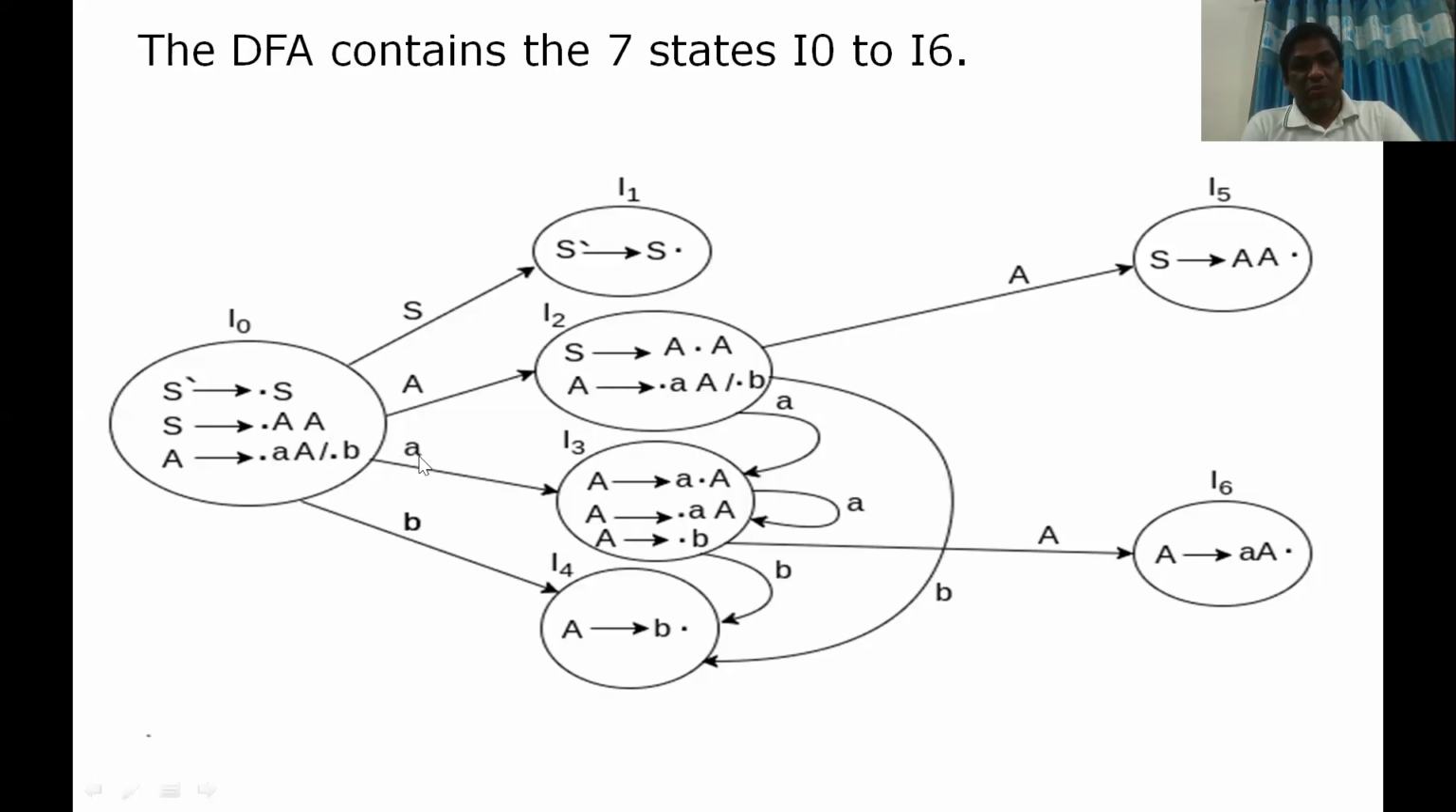Now, on small a, what will happen? Keep the dot over here, a dot a. You will get capital A implies a dot capital A. So after dot, we have a variable here. So add all the productions of capital A. Capital A productions are dot A small a or dot B. So dot A small a, dot B, these two are added. And because these two productions contain terminals after dot, it is completed.